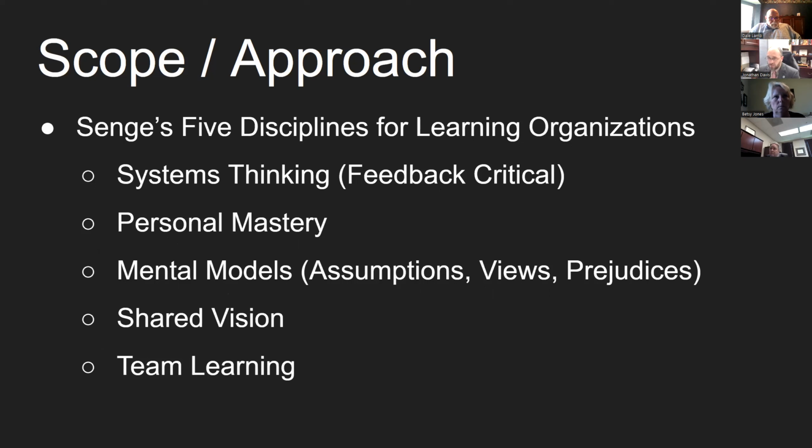I paired this with Senge's five disciplines for learning organizations. And Senge said that the organizations that will truly excel in the future will be the organizations that discover how to tap people's commitment and capacity to learn at all levels of the organization. And his theory involves dimensions of the organization and dimensions of the individual. So systems thinking is his first discipline.